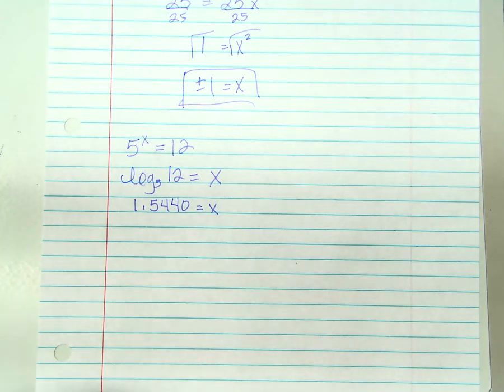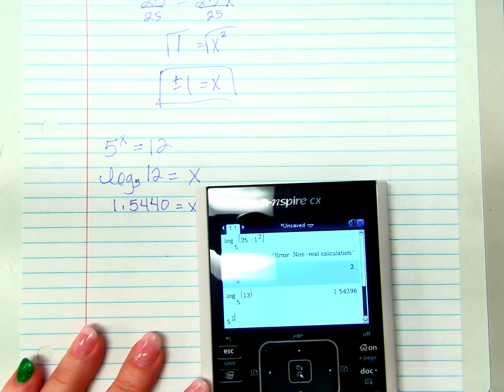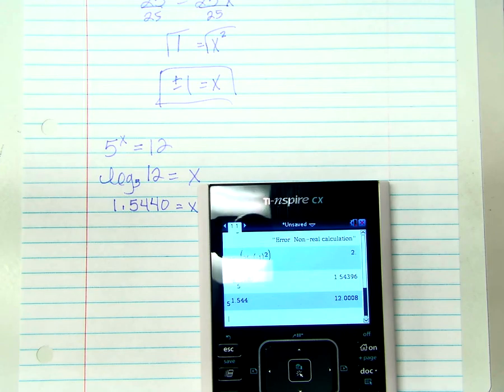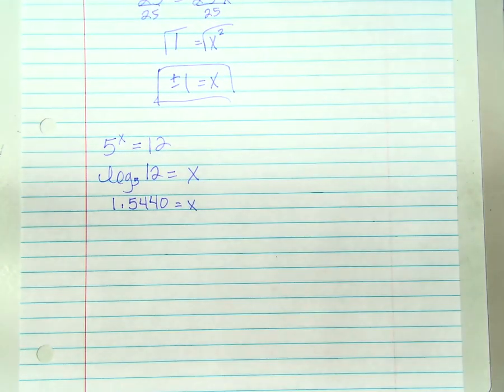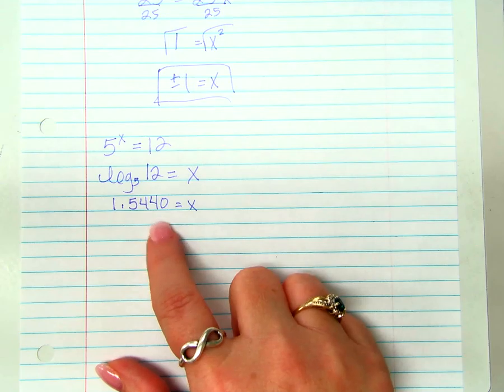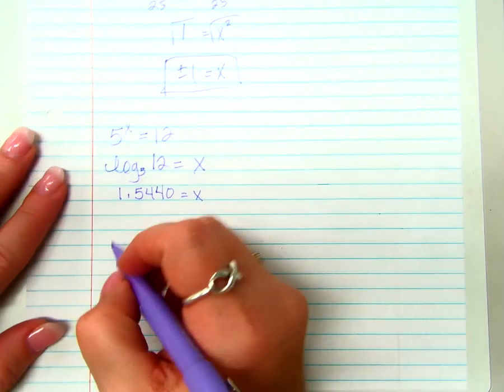So in our calculator or on our phone, either way, we can say 5 raised to the 1.5440. Is that exactly 12? Is it okay though? Why? Because we rounded. Exactly. We rounded. So it's not going to be exactly 12, is it? Okay? Any questions about that? Did you think that was going to be as easy as when we started? Okay? So do one more for me, please.